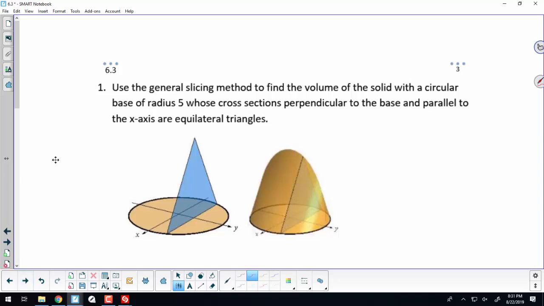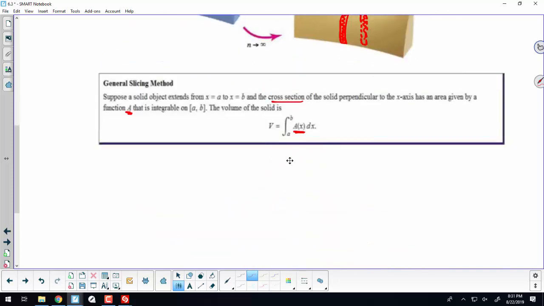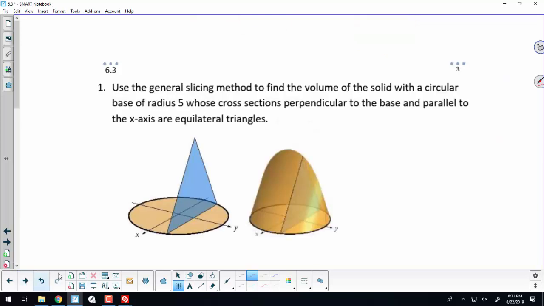So we're going to look at this problem. The slicing method to find the volume of this solid with a circular base of radius 5, whose cross sections, that's where we're taking our clues, like the A in that previous integrand, again, was the area of the cross sections. So that's what we have to start off finding. That's the function we are integrating, is the area. The cross sections that are perpendicular to the base and parallel to the x-axis are equilateral triangles.